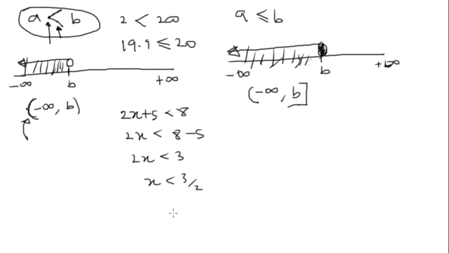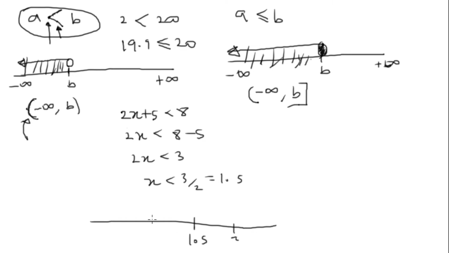Now, in order to represent this on a number line, notice that 3 upon 2 is approximately 1.5 or thereabout. So I need to locate point 1.5. Let's say this is 1.5, then this has to be 2.